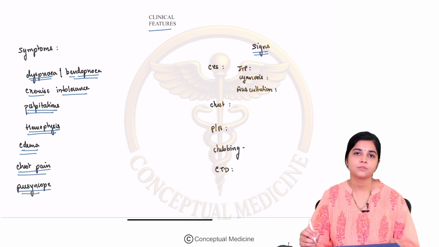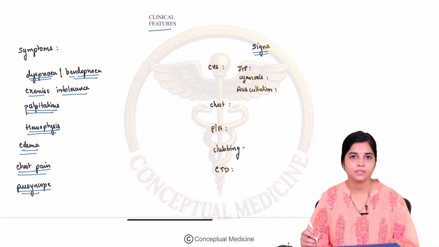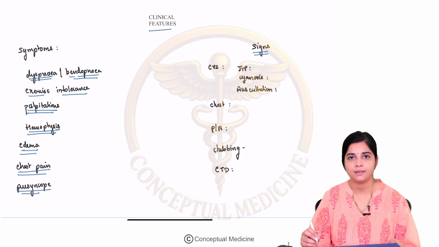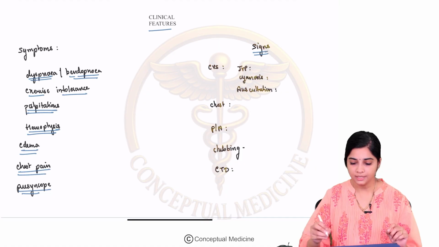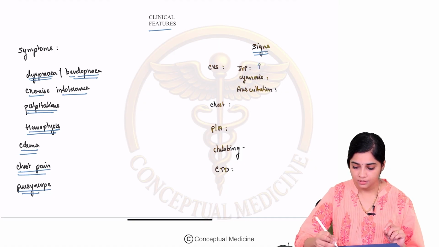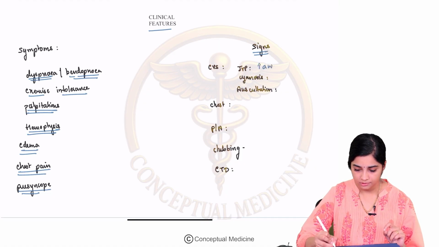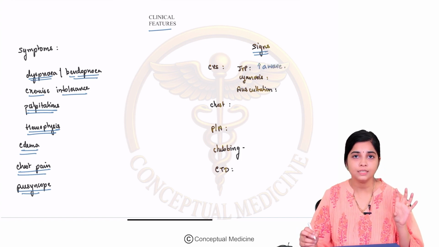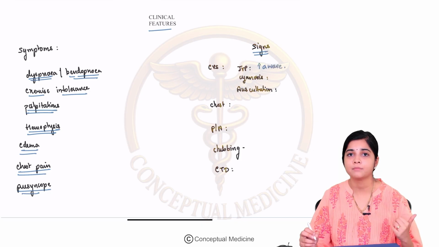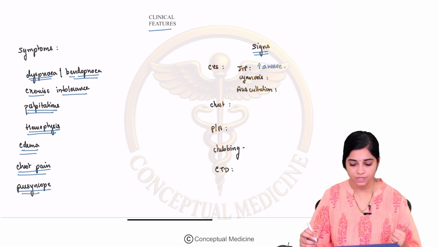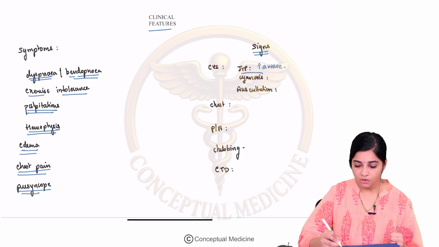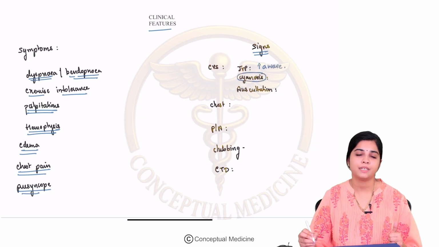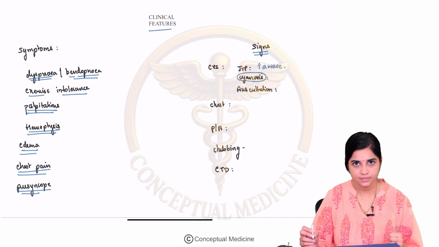So what happens to the JVP whenever there is an RA-RV pressure overload? There will be a raise in the A wave. So the A wave becomes more prominent in your JVP. In chronic stages, in chronic pulmonary hypertension, you can have cyanosis as well.